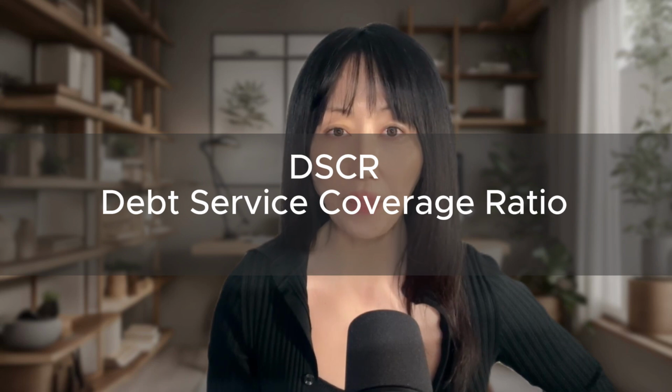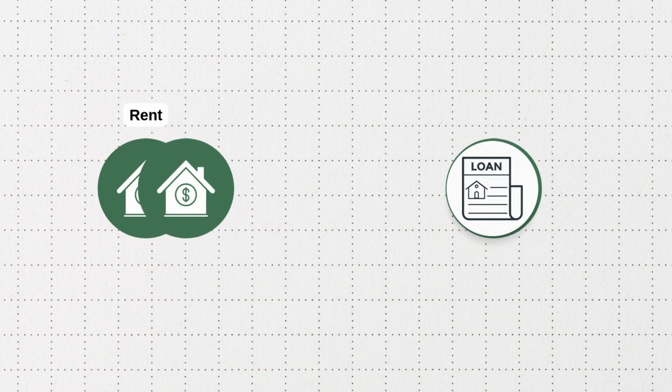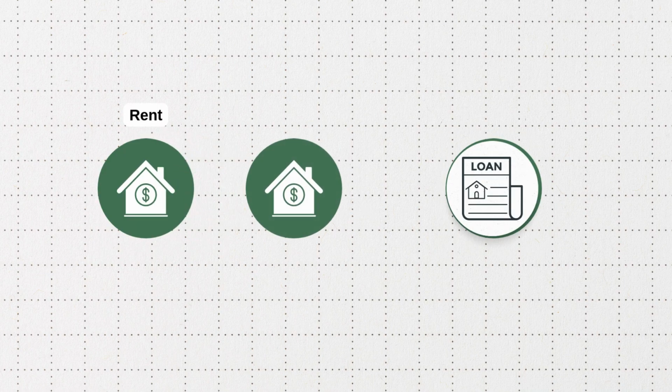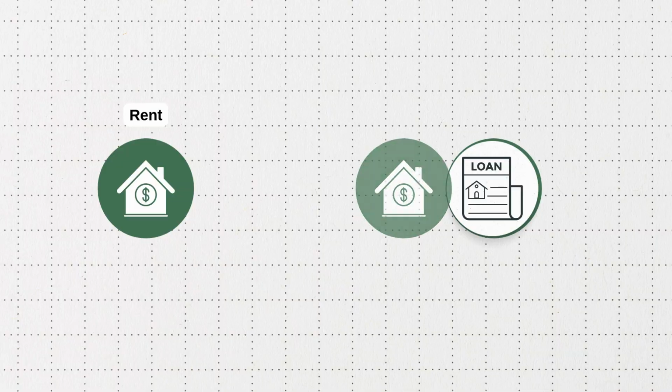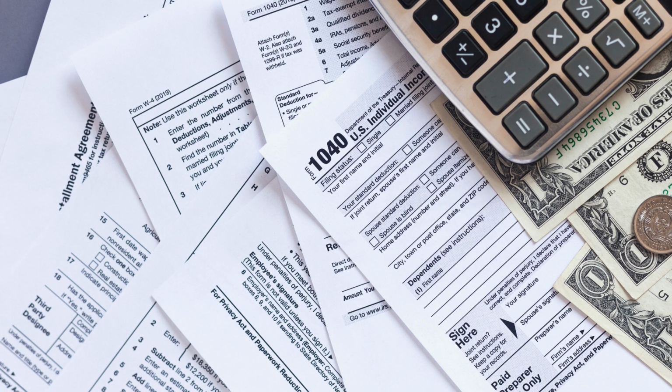So, what is a DSCR loan? DSCR stands for Debt Service Coverage Ratio, and it's a fancy way of saying, can this property pay for itself? Instead of looking at your personal income, a lender looks at the rental income of the property you're buying. Here's the deal. If the rent covers the mortgage and other costs, lenders feel safe giving you the loan without asking for W-2s, pay stubs, or tax returns. Sounds pretty great, right?